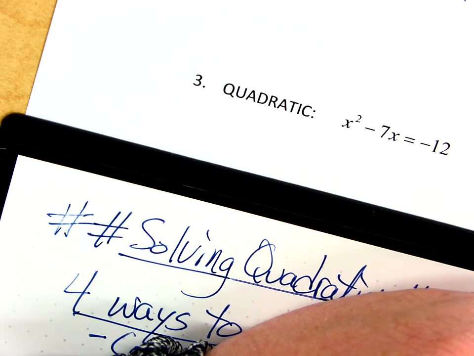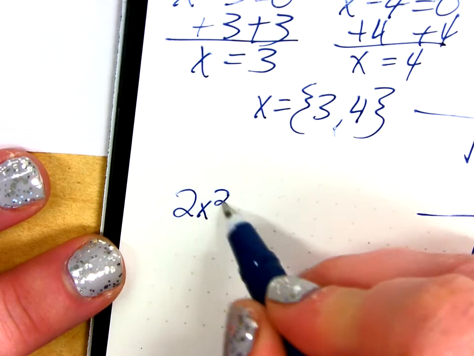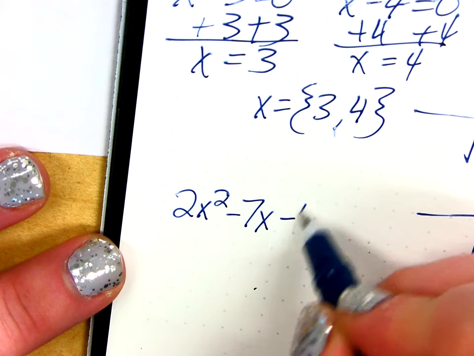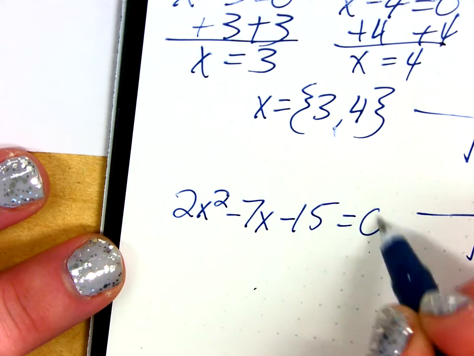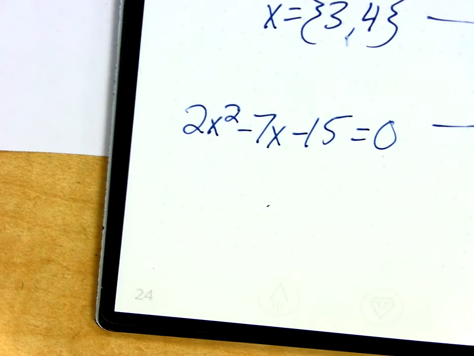Oops, minus 15. Okay, let's try solving this and see what you remember. 2x squared minus 7x minus 15 equals 0. Do you remember? Try and factor this.